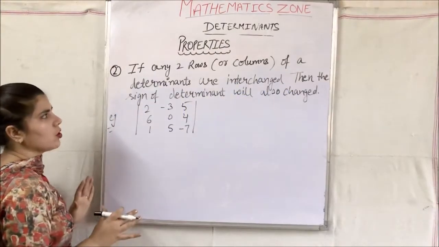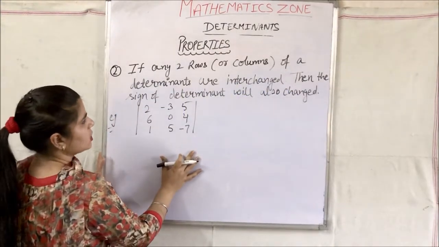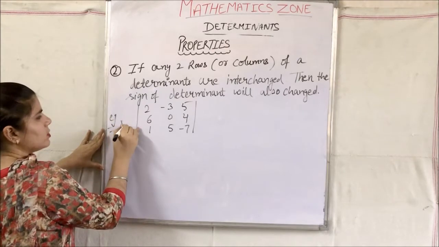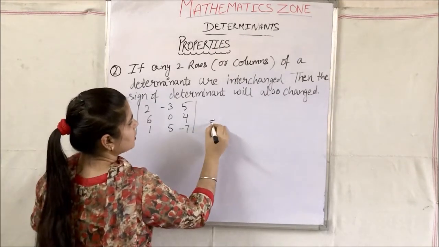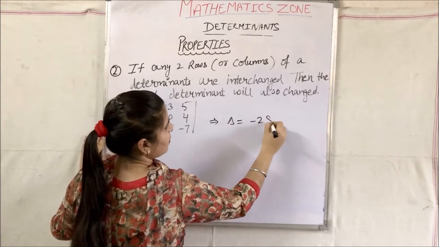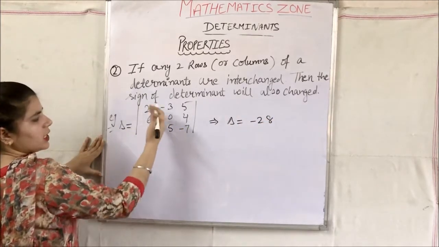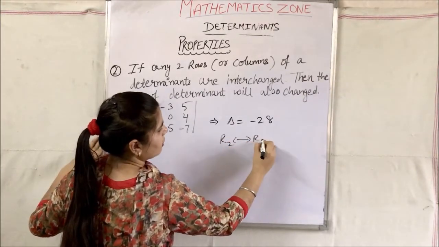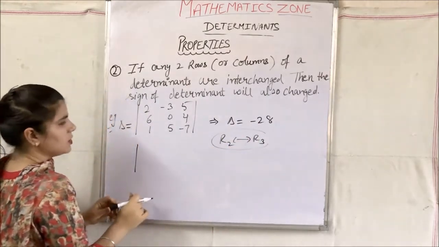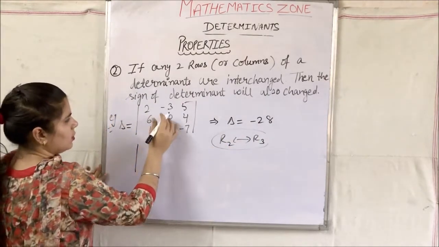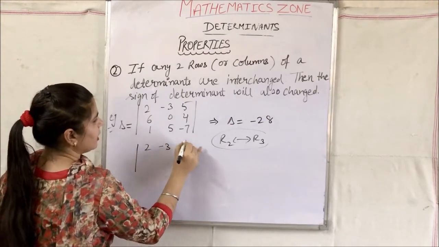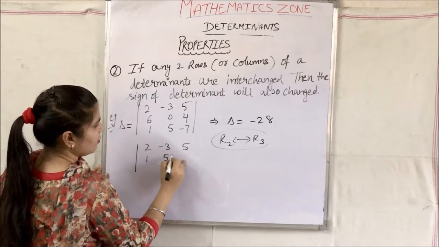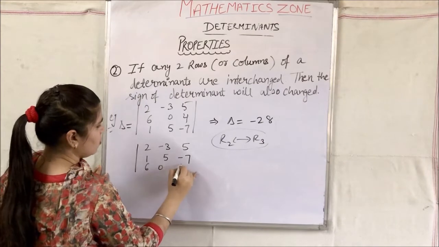If any two rows or columns of the determinant are interchanged, then the sign of the determinant will also change. Now we had already solved that the determinant of this was minus 28. Now we will interchange the two rows. So we will interchange R2 with R3. These are the operations which we will discuss in further exercises. So 2, minus 3 and 5. We will interchange the second row with the third row. So here 1, 5 and minus 7, 6, 0, 4.